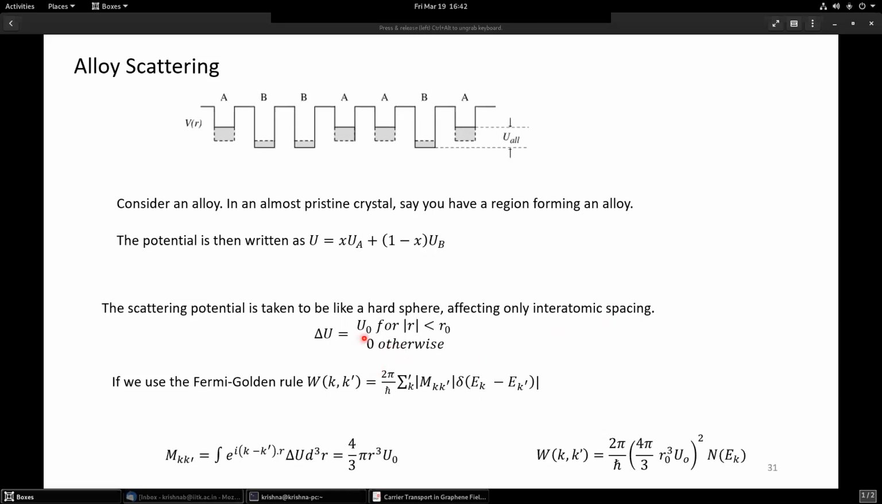Del U is written as just U not, a constant, because it's a hard sphere which works only when the distance is smaller than the interatomic distance R naught. If this is the case, we can use the Fermi golden rule, which tells us the total scattering probability is 2 pi by h cross, summation over all k primes, M, the scattering rate of k prime into delta of Ek minus Ek prime, and M is written by e power i k minus k prime. This is the overlap integral into del U, right? And del U we assume to be a constant. And if this r is very small, we can assume the overlap to be 1. And you will have 4 pi by 3 r cube, that is a sphere, times U naught. With this, you can once again substitute this M in this W, and you get some scattering. Now, this is just an example to show how this can be calculated. I'm sure when you have to do it specifically for one particular application, these potentials have to be changed.